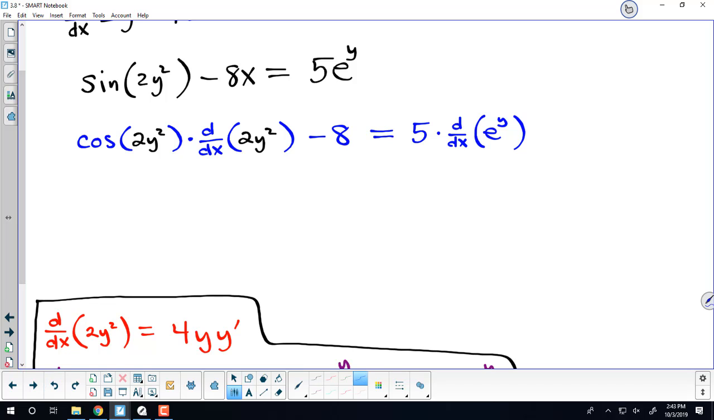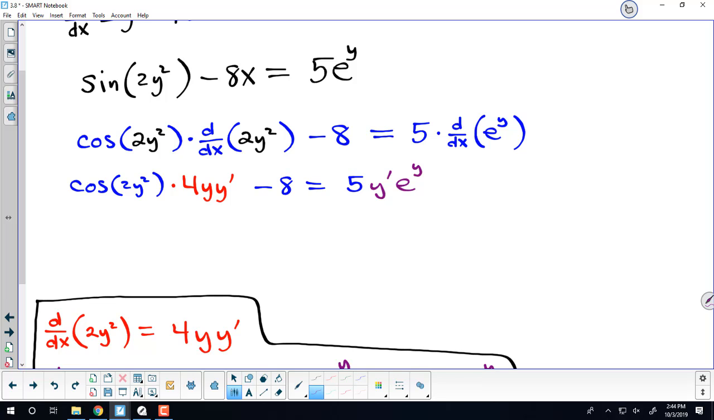So we got to fit that stuff in here. It's cosine of 2y squared times 4y y prime minus 8 equals 5 times y prime times e to the y. Questions on that?